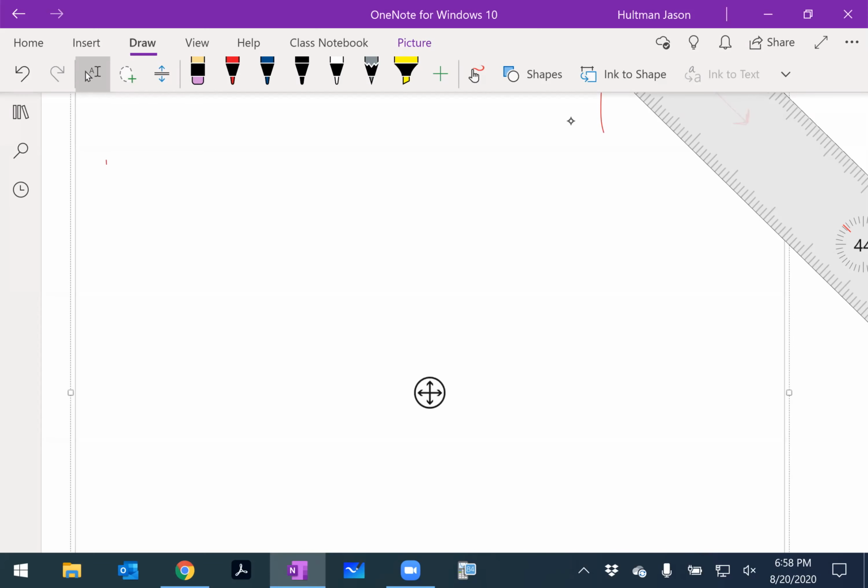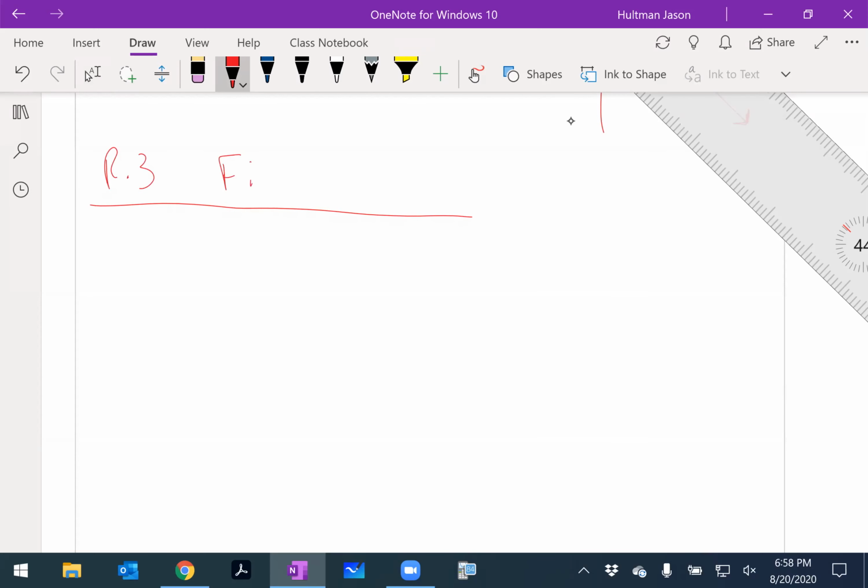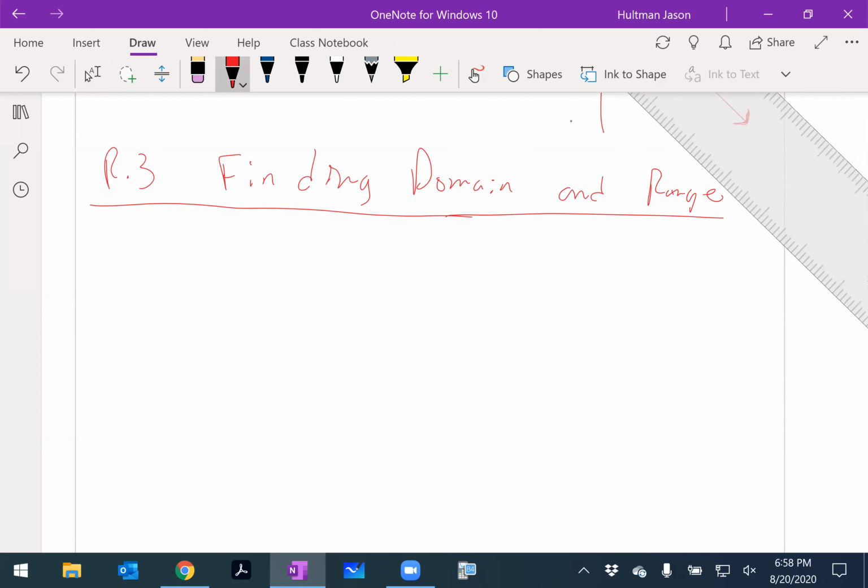Okay. So R.3 is finding domain and range. Domain and range, right? Okay, so let me get rid of the ruler. I don't need that now. Finding domain and range. Okay, so what's domain and what's range?